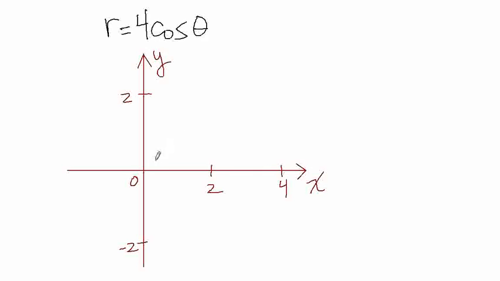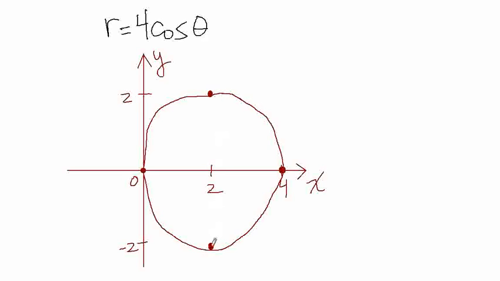Okay, so the correct answer is a circle of radius 2 with its center at the point 2, 0. So the plot will go through all of those 4 points associated with those red dots. And so it'll look something like that. Okay?